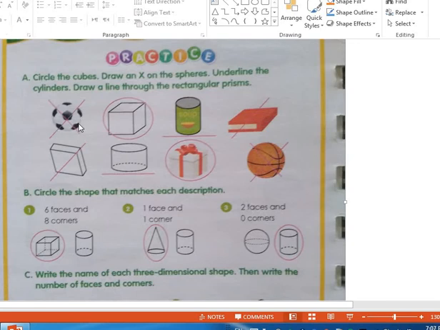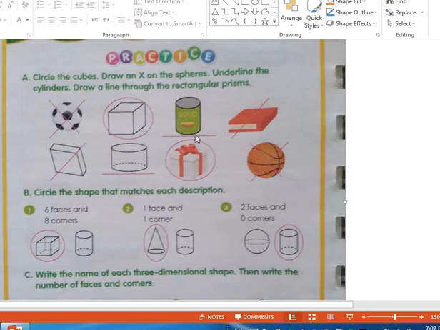No, it's not a circle, miss. It's a sphere. It's a 3D shape. So, it's called a sphere. Right. So, I draw an X on it. Here, I have what? Yeah, a cube. And I draw a circle around it.